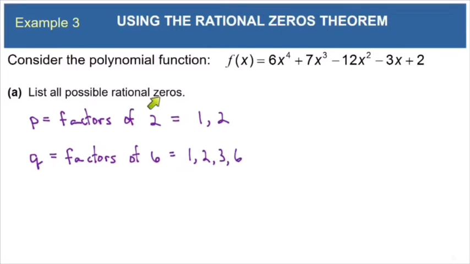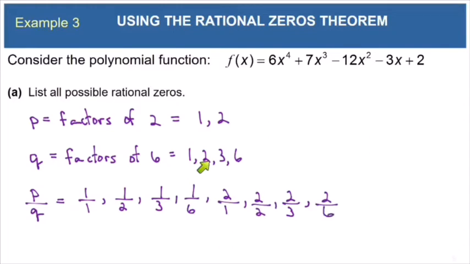And now our possible rational zeros are all the p over q combinations we can make. And we'll have to consider both the positive and the negative of each of those p over q combinations. So to make our list of p over q combinations, first let's take this 1 and put it over each of these q numbers. So that's going to give us 1 over 1, 1 over 2, 1 over 3, and 1 over 6. And then let's take the 2 and put it over each of the q numbers, and that's going to give us 2 over 1, 2 over 2, 2 over 3, and 2 over 6.